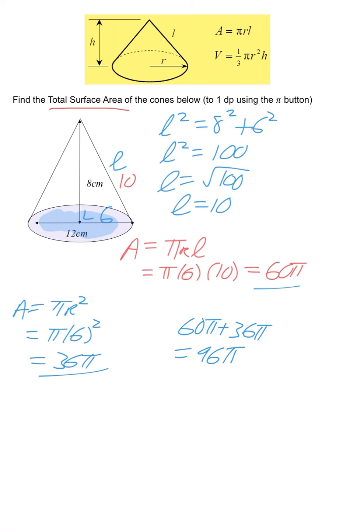And then to one decimal place, this will be 301.6 centimeters squared. Remember, it's area here, so it's going to be centimeters squared. Okay, and that's it.